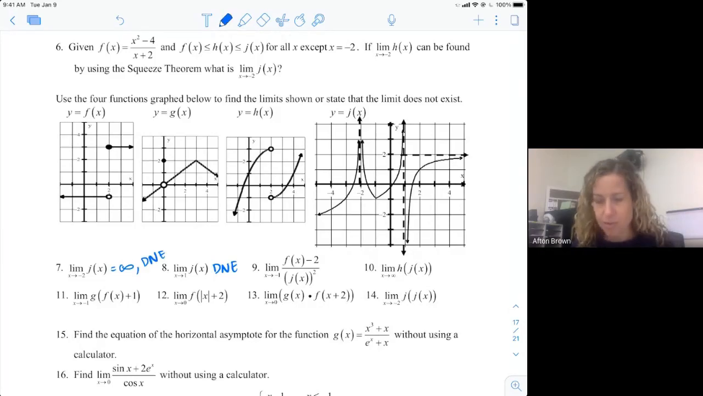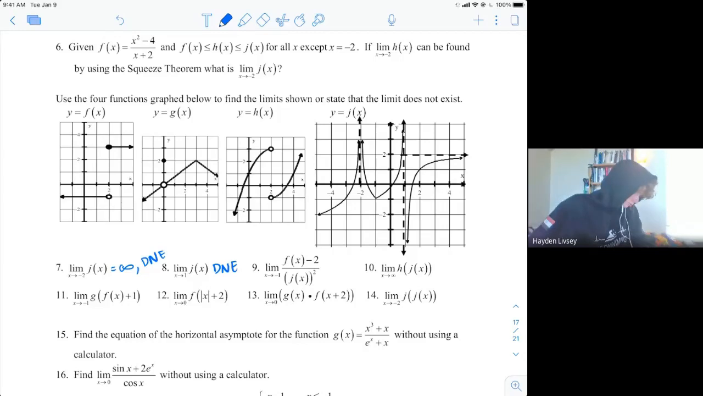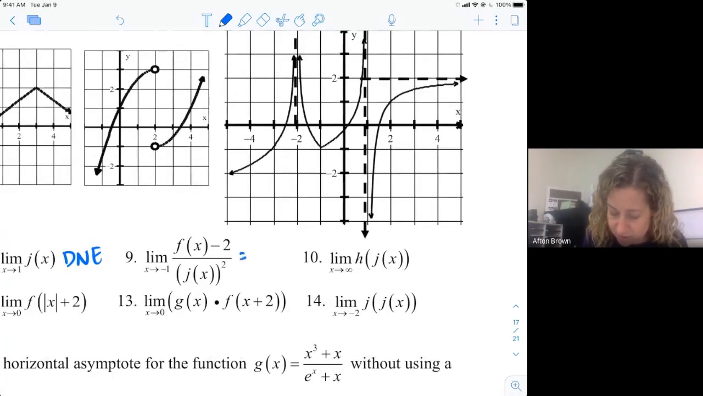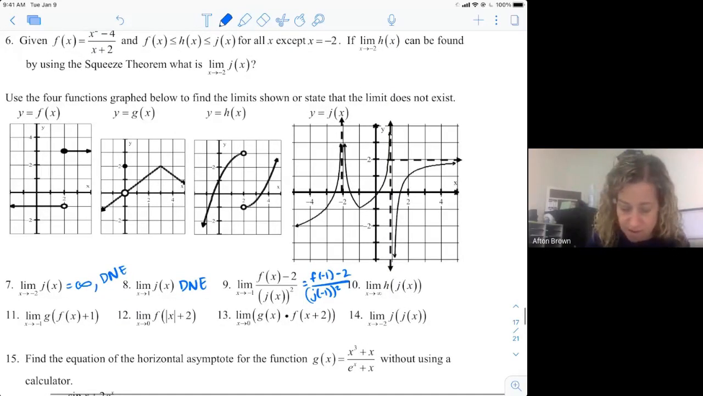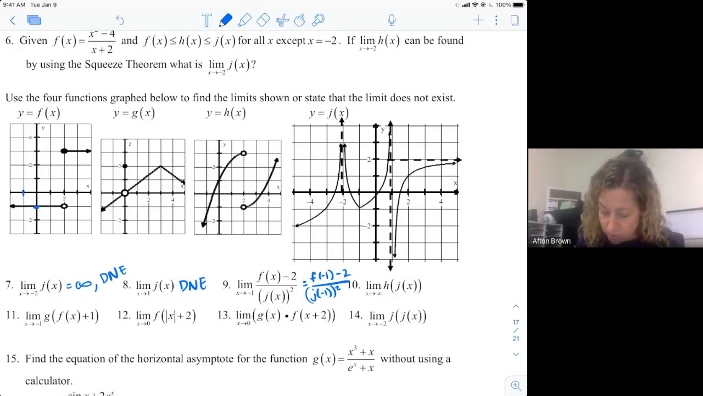What do we have to do first on number 9? Anybody, what do you guys think? What do we do first? Direct substitution. Yeah, so let's just try direct substitution and hope everything goes okay so we don't have to do anything funny. So we're just going to plug in -1. We need to find the function value of f at -1, and at -1 it has a function value of 1. So that's 1 minus 2. So in the numerator, I get a -1 on top. On the bottom, I need to figure out what j at -1 is. So j at -1 is also -1.